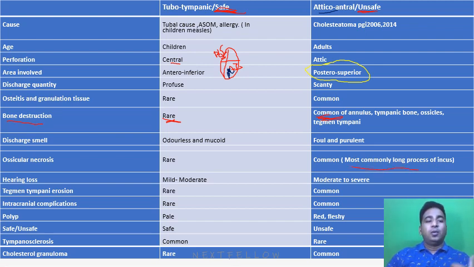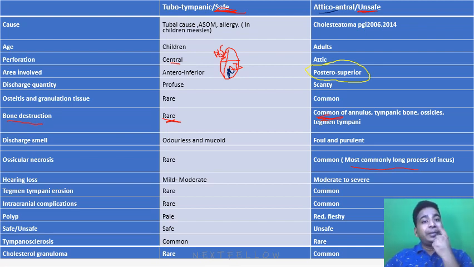Now, if you talk about the hearing loss in tubotympanic variety, the hearing loss will be mild to moderate, that means around 30 to 40 decibel. Whereas in the atticoantral variety, there will be more and more ossicular necrosis, more and more toxins released, so the hearing loss will be moderate to severe. That may be around 60 to 70 decibel or 50 decibel. Whereas in tubotympanic, it is around 20 to 40 decibel hearing loss.